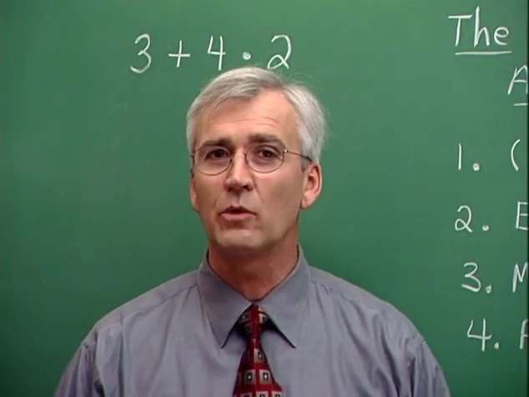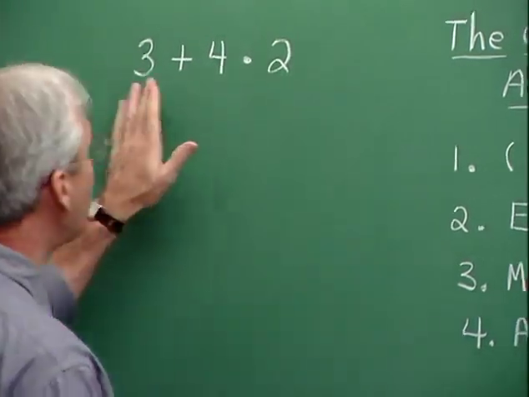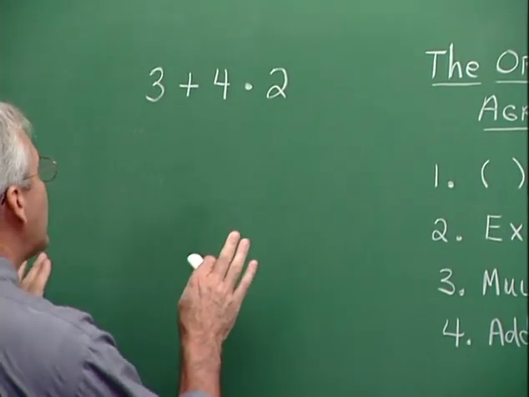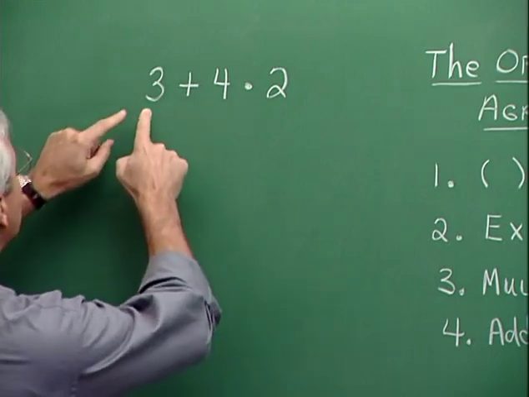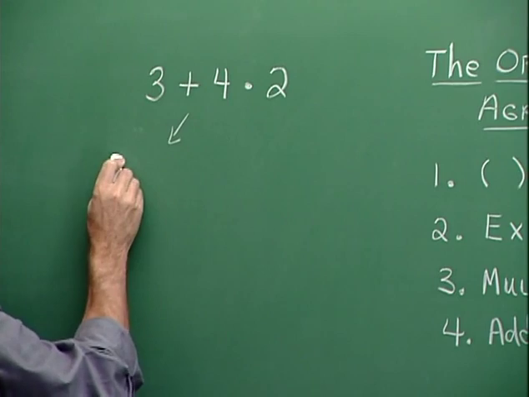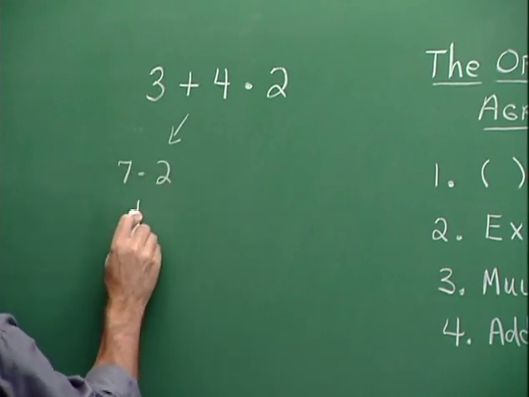Suppose we want to evaluate this expression. It says 3 plus 4 times 2. Well, one person evaluating the expression might think, well, let's see, it says 3 plus 4, gee, that's 7. So maybe this is 7 times 2, or 14.